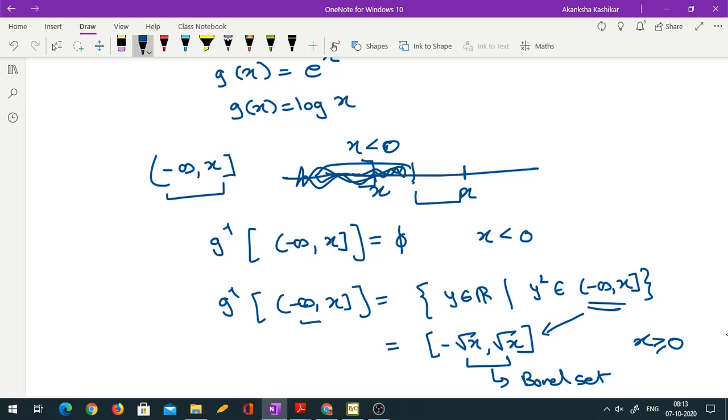And these are the only possible categories: x negative, x positive. So the inverse image of every Borel set of this type is a Borel set. Hence, we can conclude that the inverse image of every Borel set would also be a Borel set. So this is how you check Borel measurability. I'll stop here today. We'll continue with further properties of Borel functions tomorrow. Thank you.